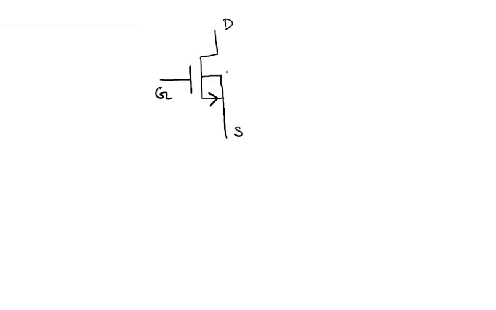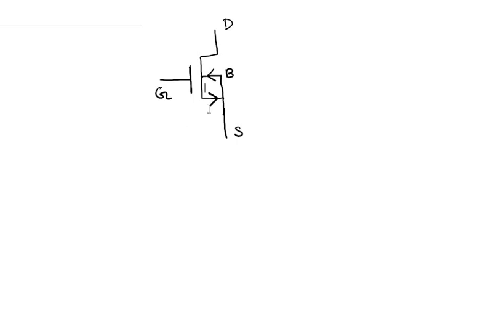This terminal is the body terminal, and it is generally shorted to the source, so it is shown connected to the source. The body is a p-type material, and we know that in a p-n junction current can flow from the p-type material into the n-type material, not in the reverse direction. That is why we put an arrow in this direction, to denote that current can flow out of the body.